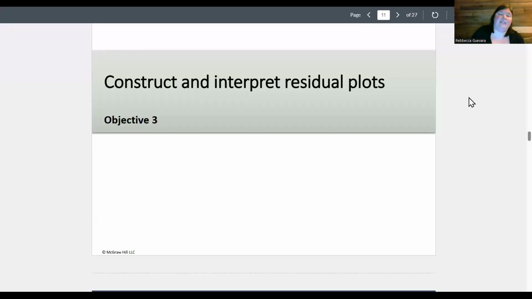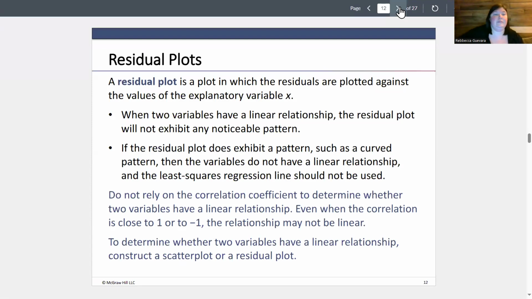So residual plots are another use that we have for residuals. Not only is finding the line with the smallest sum of squared residuals our best line of fit, but we can also use residuals to decide if what we're looking at actually needs to have a linear line fit to it. The residuals give us a better idea of the shape of the data.